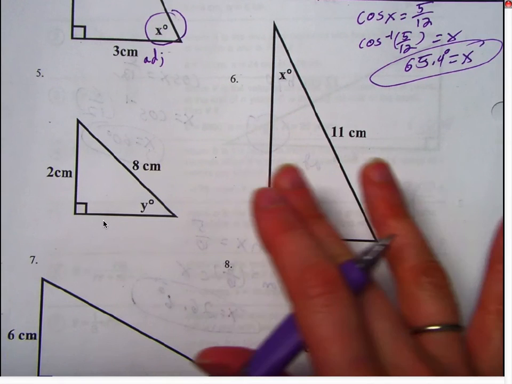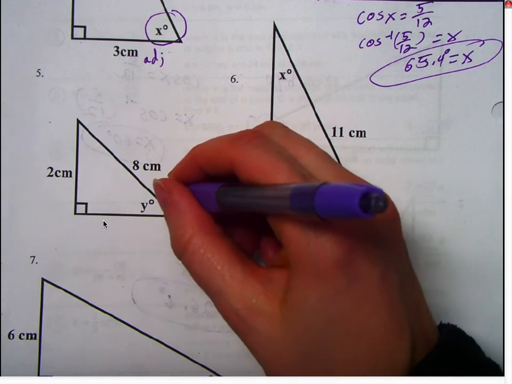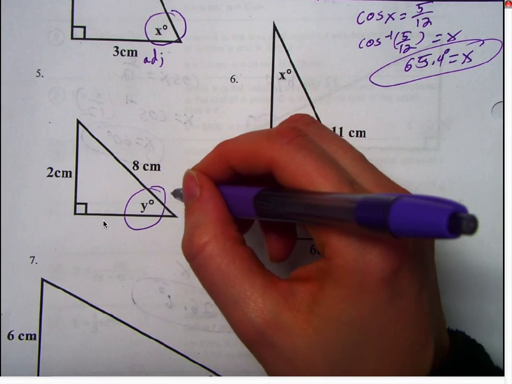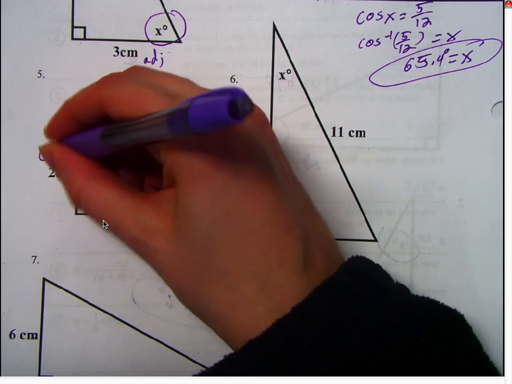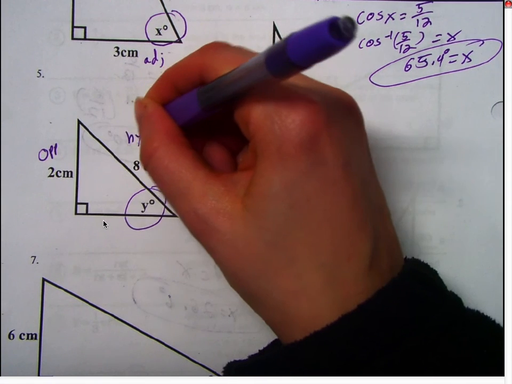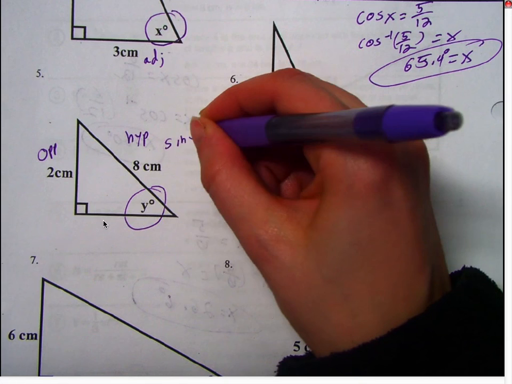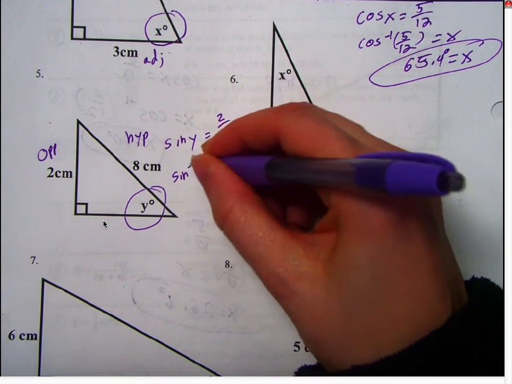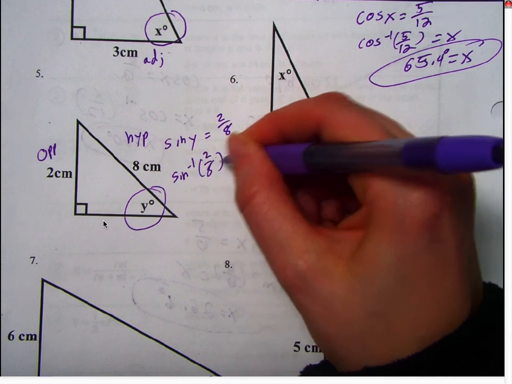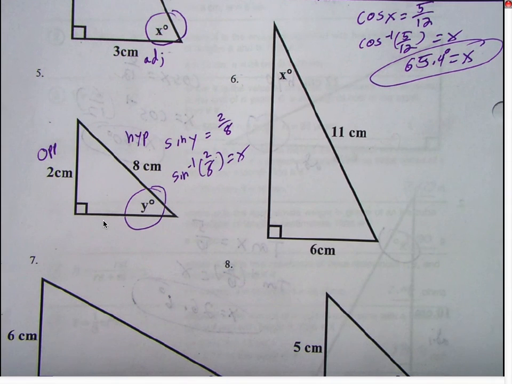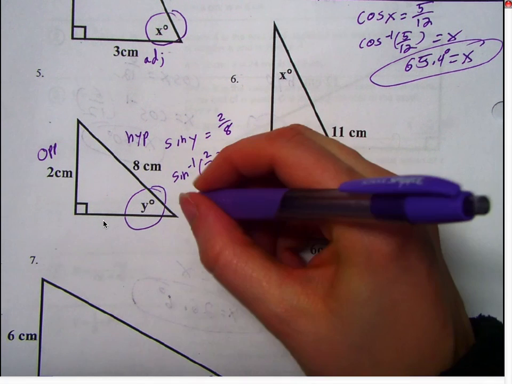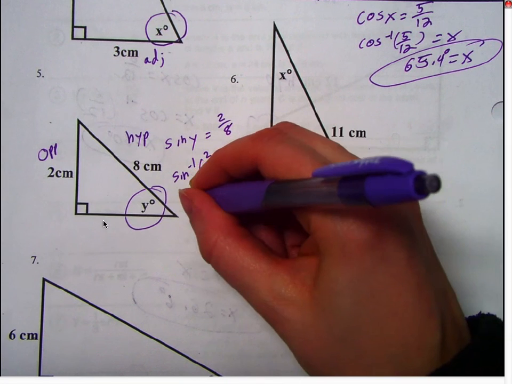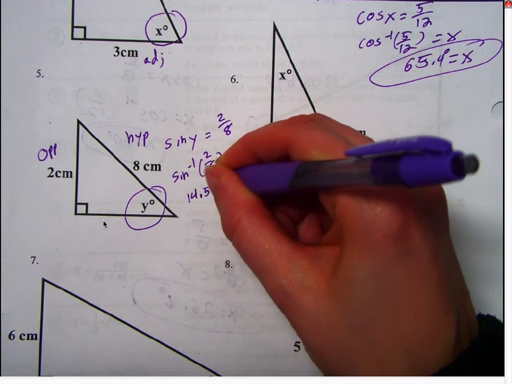Okay, I'm going over the answers. You should be paying attention. Okay, number 5. This is opposite. This is hypotenuse, so we're going to use sine of y equals opposite over hypotenuse. So sine of -1, 2 over 8 equals x. So again, trig, sine of -1, 2 divided by 8. Please stop talking. Gives me 14.5 degrees equals x.